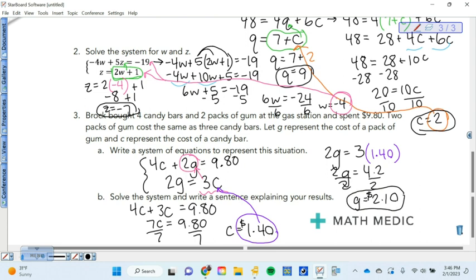Cool. So you have 25 minutes right now to work on that back page and to answer any questions you have about that back page.